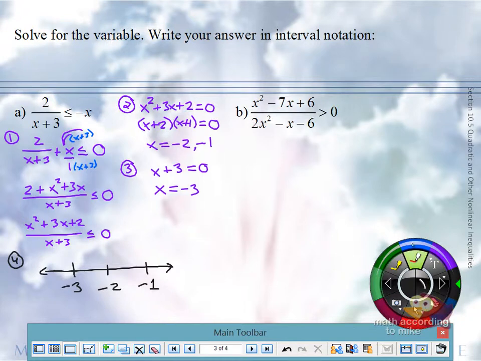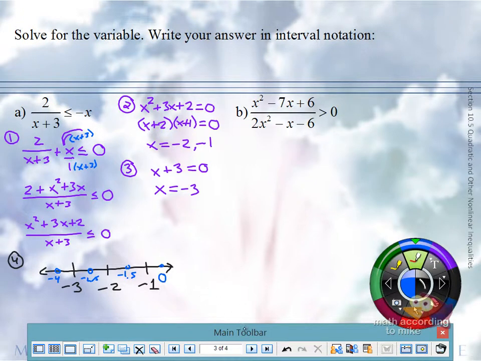Step 5. From each section, we're going to pick a test number. So I need a number less than -3. Sure, -4. I need a number between -3 and -2. -2.5. I need a number between -2 and -1. -1.5. I need a number bigger than -1. 0. Let's do 0.